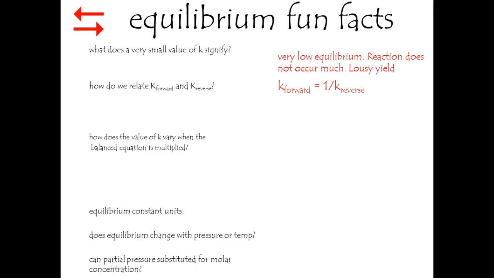How does the value of K vary when the balanced equation is multiplied? That's interesting. Well, since the coefficients become exponents, if you're doubling things, that makes for an exponential increase. So if you double this, then the new one will have n, the extent to which you're multiplying it, and so it will become an exponential effect.